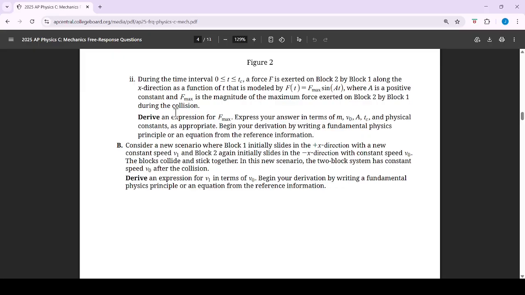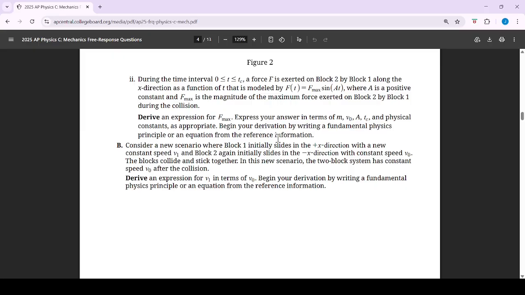I find that trying to track the sign exactly can actually lead to sign errors when common sense is a better indicator of whether we should add or subtract. So the question is, derive an expression for F max. Express your answer in terms of m, v naught, a, t sub c, and physical constants as appropriate. Begin your derivation by writing a fundamental physics principle or an equation from the reference information.